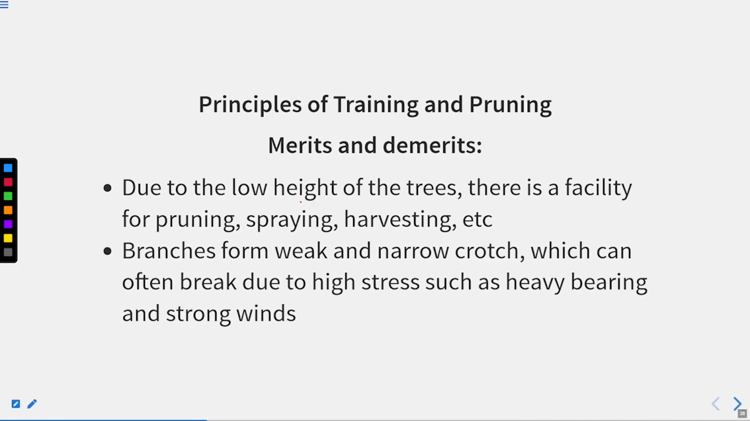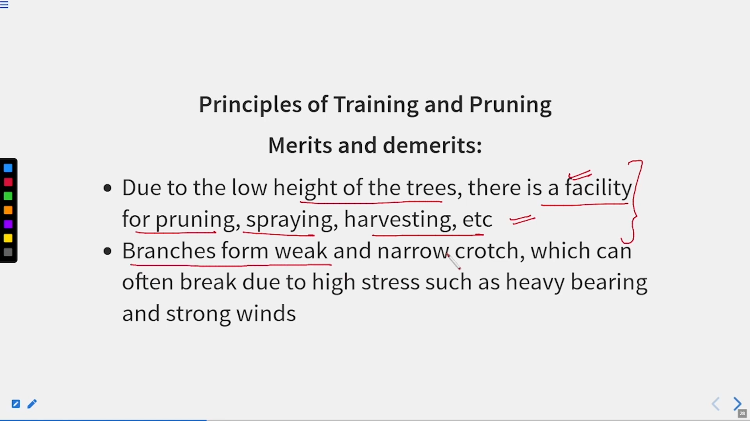Due to the lower height of the tree, there is a facility for pruning, spraying, and harvesting. So it is not costly and it is not tedious to keep these things in a proper way. Like pruning, spraying, and harvesting is quite easy in the case of this type of training process.